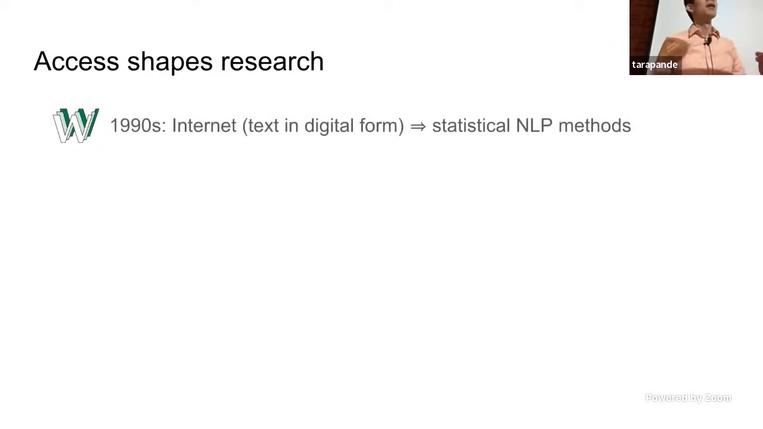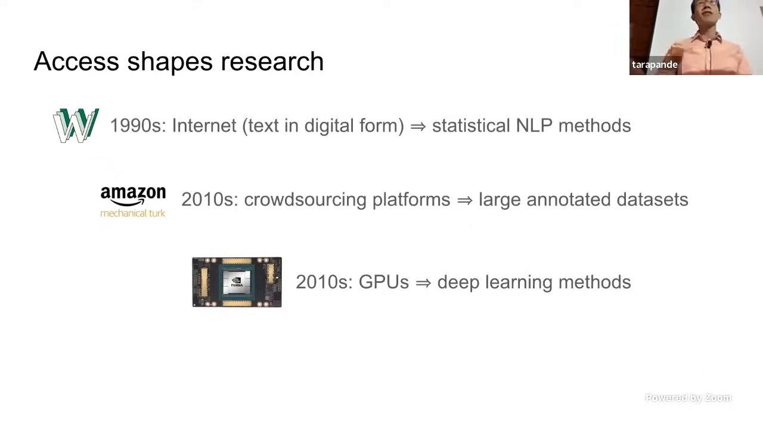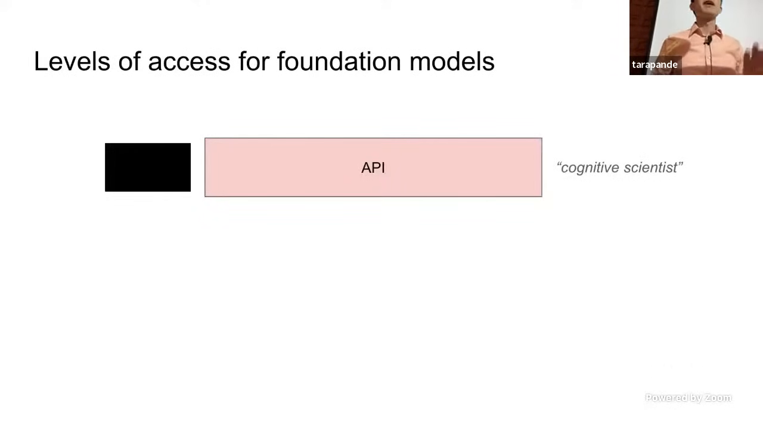So going back to the 90s, the whole entire field of statistical NLP emerged just because we had access to internet scale data, text in digital form. In the 2010s, there was a proliferation of these organic, large-scale annotated data sets like ImageNet and SQuAD, and these were available because we had crowdsourcing platforms like Amazon Mechanical Turk. And then finally, in the 2010s, of course, we wouldn't be here without GPUs. Deep learning would not have taken off. So access shapes research.